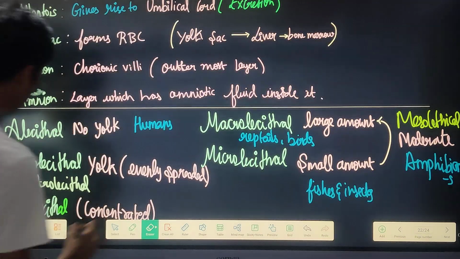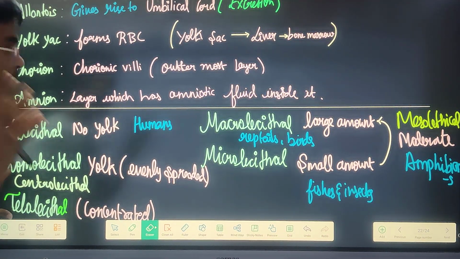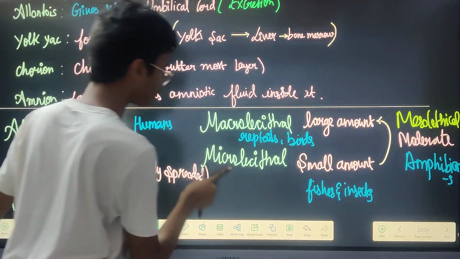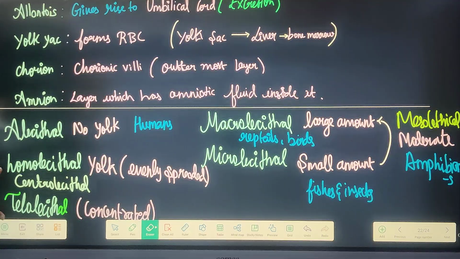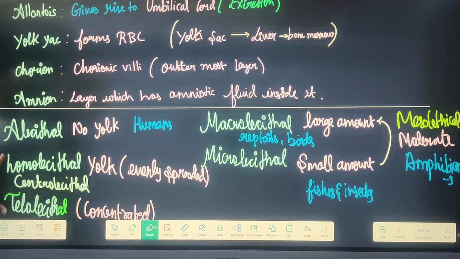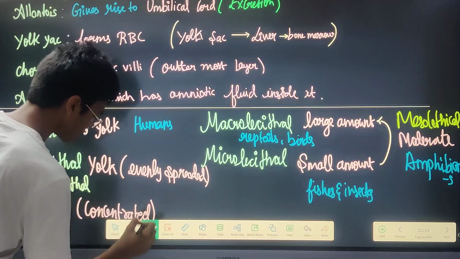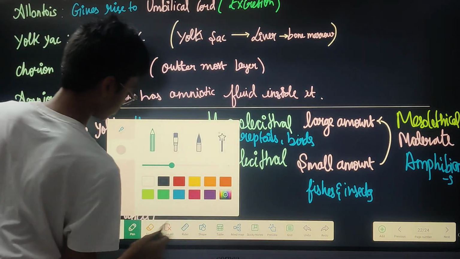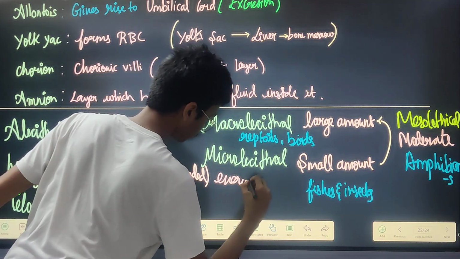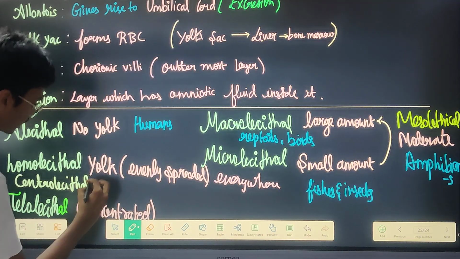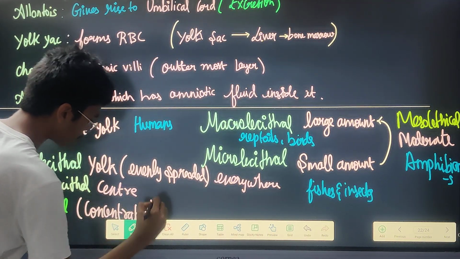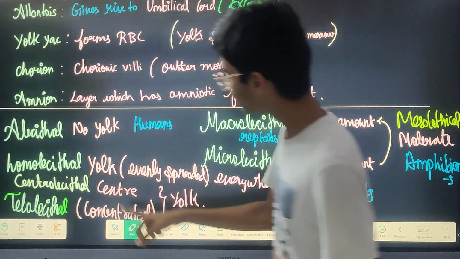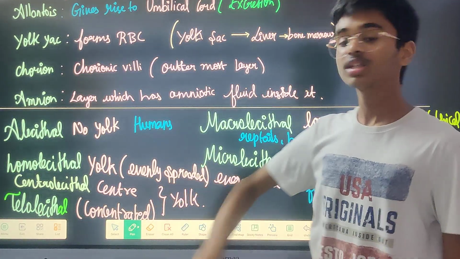Here, these three are not indicating the amount, whereas these others are indicating the amount. Here nothing is there, here a large amount is there, here a very small amount, here a moderate amount. These three are indicating the location. Here the yolk is present everywhere, and here only at one point, at the center. In centrolecithal and telolecithal it is at a particular point, and in homolecithal it is everywhere.